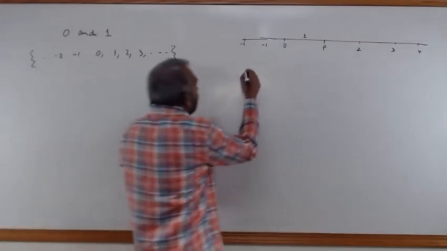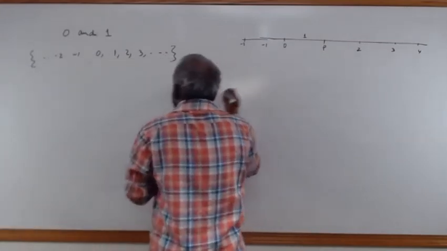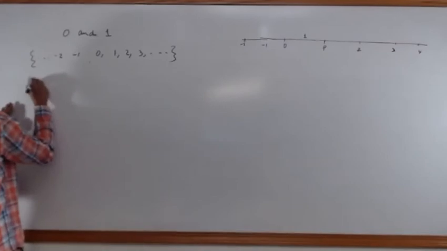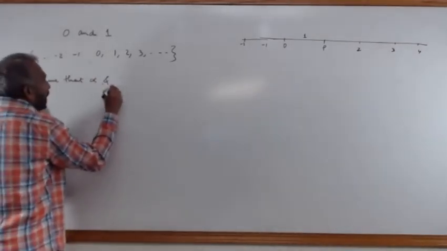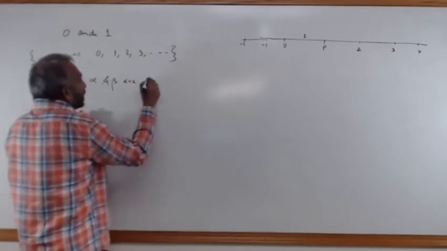Now let us assume that alpha and beta are constructible.